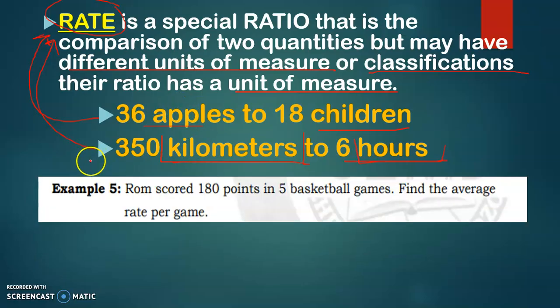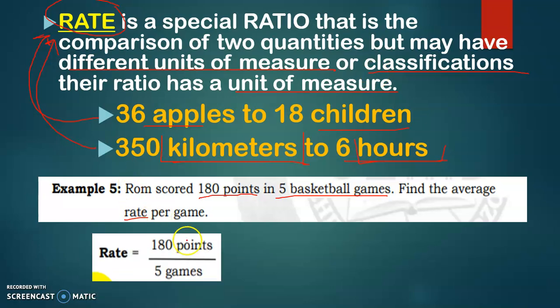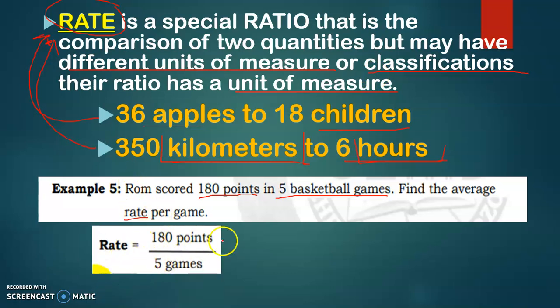Okay? Example. Sample number 5. This is from your module. Rome scored 180 points in 5 basketball games. Find the average rate per game. So, hinahanap natin ang rate. Rate ang hinahanap niya. Bakit? Kasi naman, kung makikita ninyo, ang ipagkukumpara natin, 180 points and then 5 basketball games. Puntos at saka number ng laro. Magkaiba ng classification. Okay. So, the rate is 180 points is to 5 games.